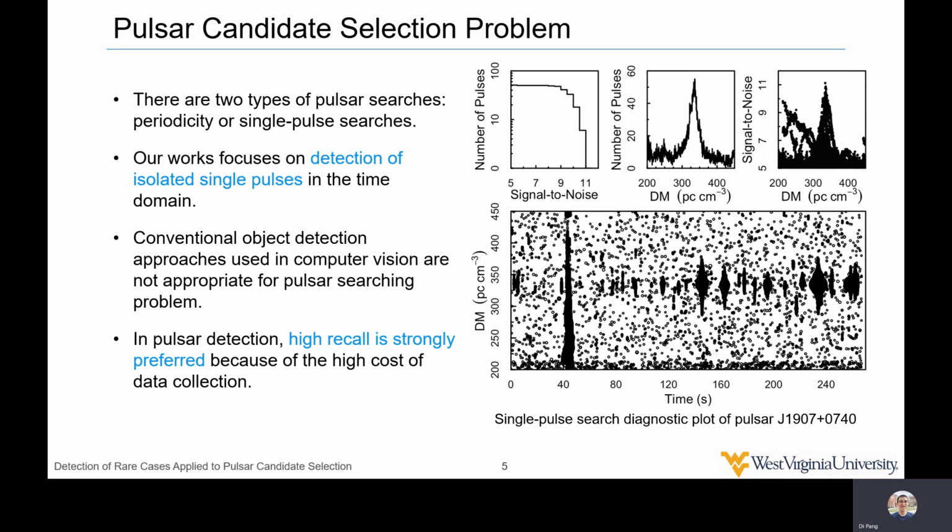For example, in the bottom subplot, the black spindle shape are pulses, and the rest are noise and radio frequency interference. It is worth pointing out that because the sampling rate in the time domain is very high, conventional object detection approaches using computer vision are not appropriate for pulsar searching problem. On the other hand, because of the high cost of data collection, a high recall is strongly preferred in pulsar searches.